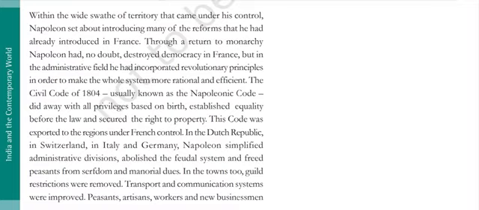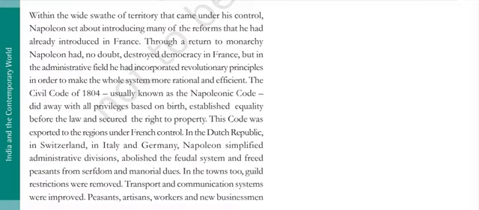The Civil Code of 1804, usually known as the Napoleonic Code, did away with all privileges based on birth, established equality before the law, and secured the right to property. This code was exported to the regions under French control. In the Dutch Republic, in Switzerland, in Italy and Germany, Napoleon simplified administrative divisions, abolished the feudal system and freed peasants from serfdom and manorial dues.